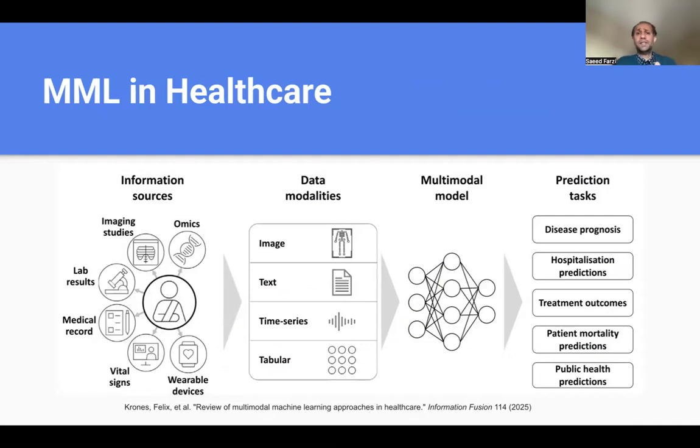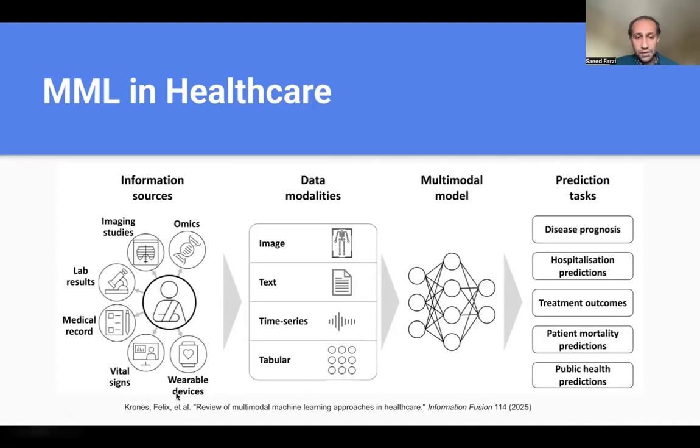Okay, let's dive deeper. Let me show you the pipeline of multimodal machine learning in healthcare. This picture gives you a big picture of this project. On the left-hand side, we have a patient with different data: omic data, imaging studies, lab results, medical records, vital signs, and wearable device information.